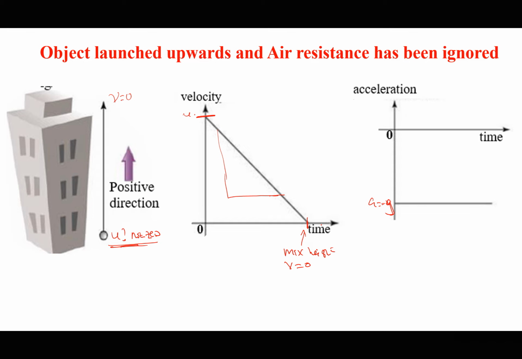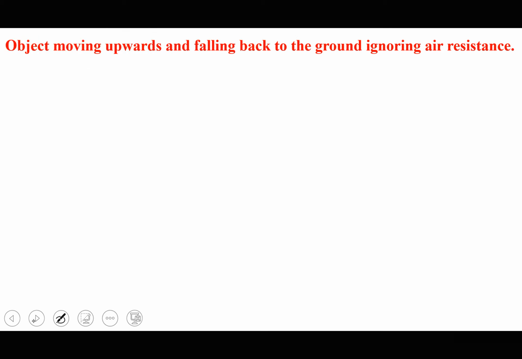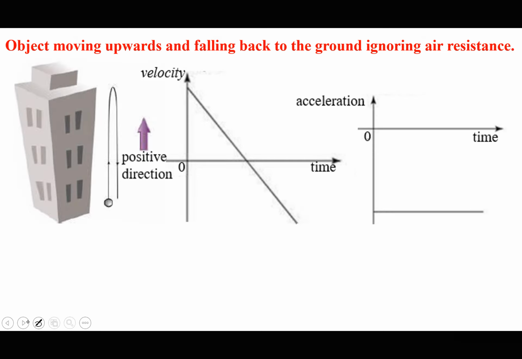Suppose the object reaches the maximum height and it falls back to the ground. Let's consider an object moving upwards and falling back to the ground. So it means the initial positive direction is upwards. So if the object moves upwards and it falls back to the ground, upwards is going to be positive and downwards is going to be negative as far as velocity is concerned. So upwards, it is projected with an initial velocity which is not 0. So on the graph, this cannot be equal to 0. But at the highest point here, v equals 0.